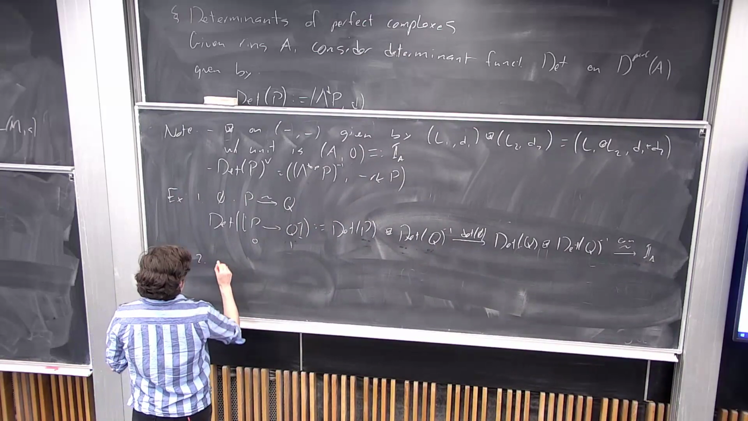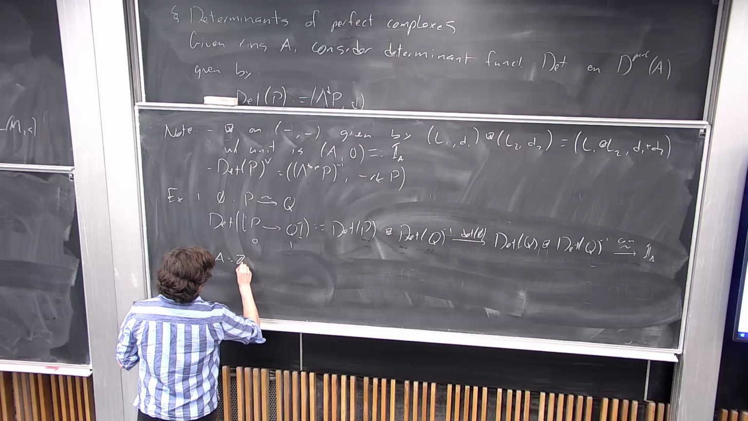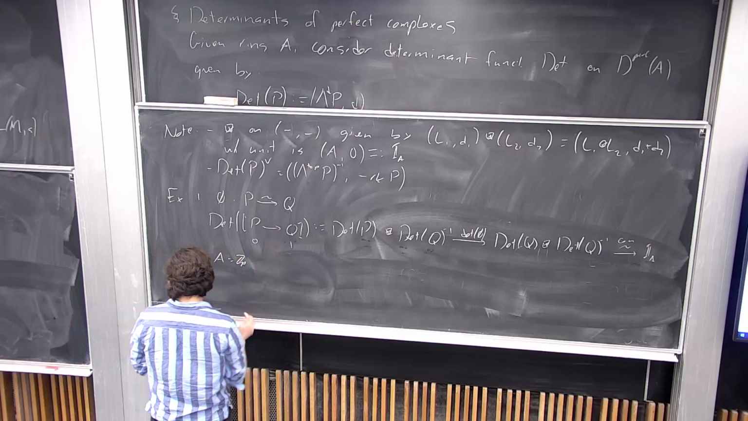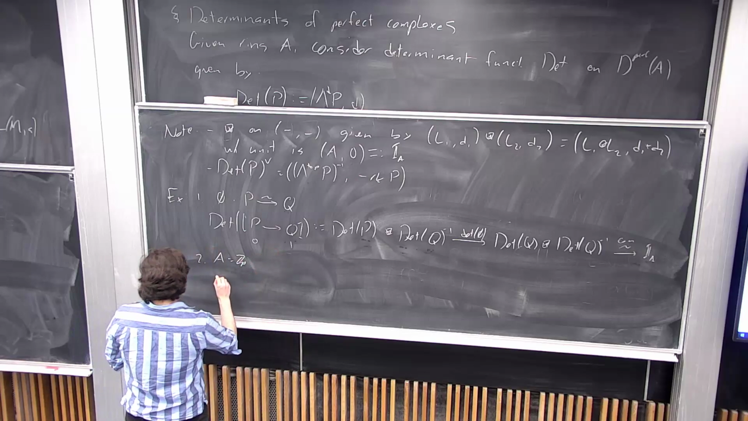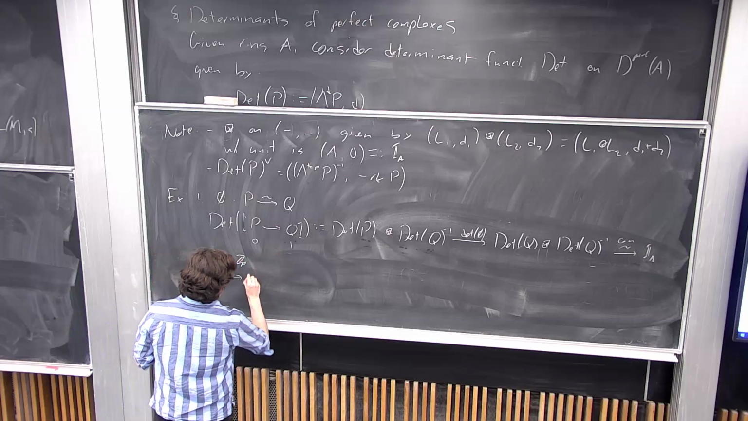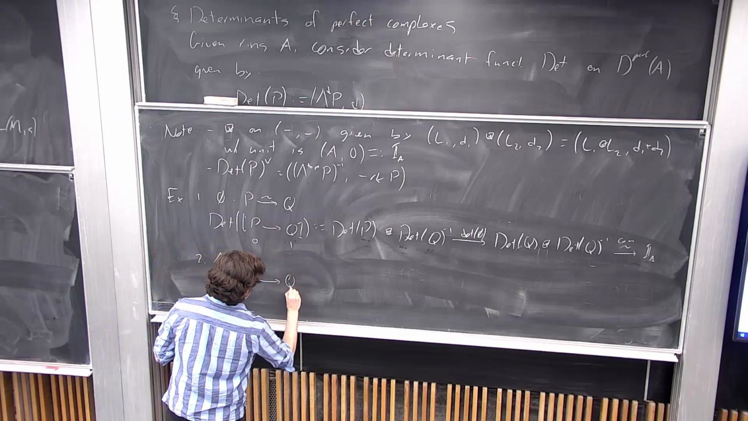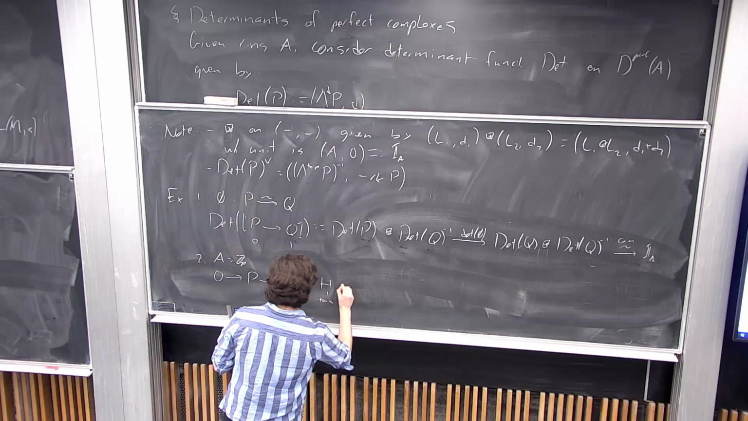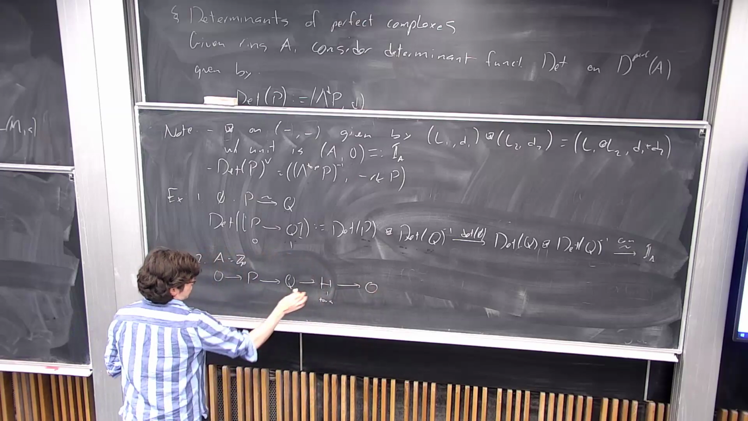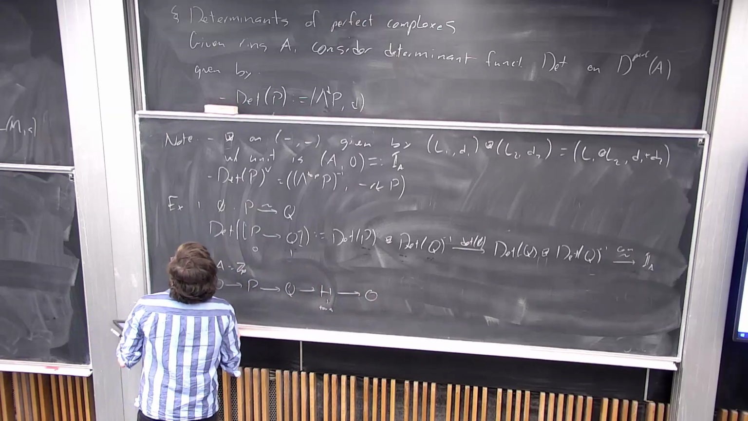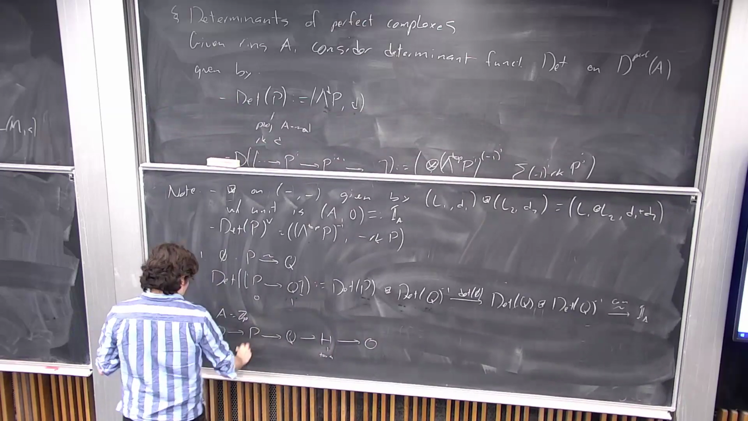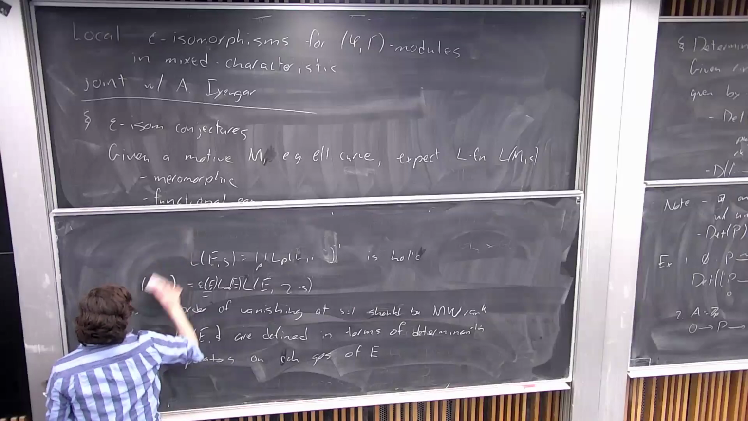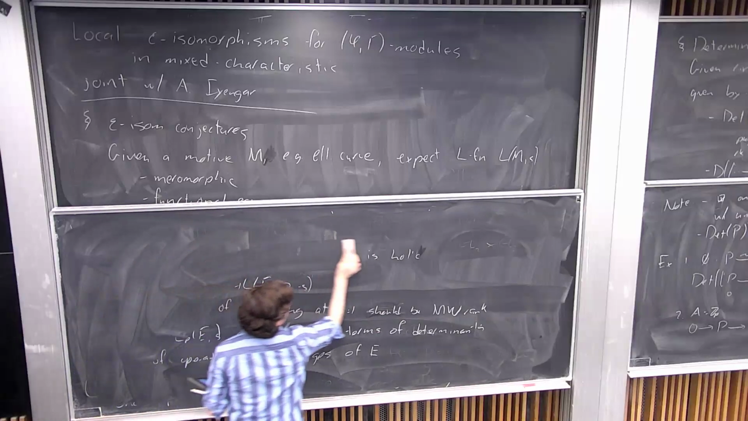Now let's say that A is Z_p, so all finite modules are torsion. And let's say we've got a map P to Q to H, where H is torsion. So this is a presentation of a finite group H. Maybe this was the wrong word to erase, but it's too late now.